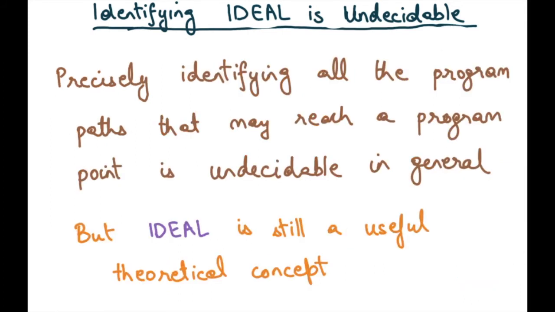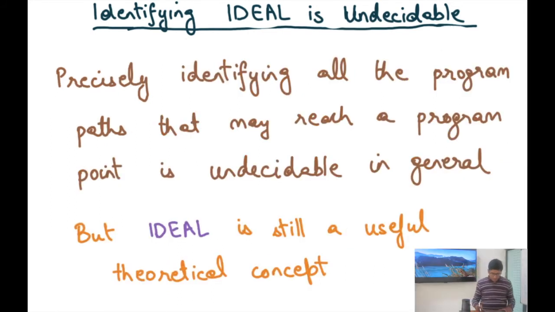So precisely identifying all the program paths that may reach a program point is undecidable in general. Or maybe I should be clearer here: identifying all the program paths that may reach through execution. But ideal is still a good, nice theoretical concept, because at least we should be able to look at a program, and if we can reason about some things manually, we should be able to say, okay, this is the ideal solution and this is the MFP solution and this is the gap between the two solutions.